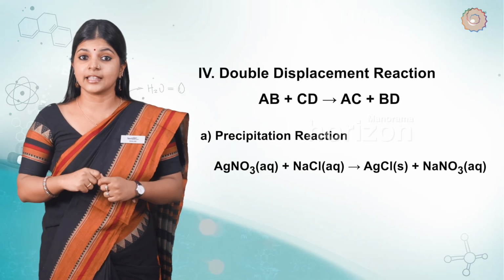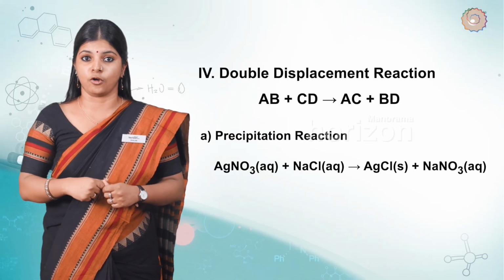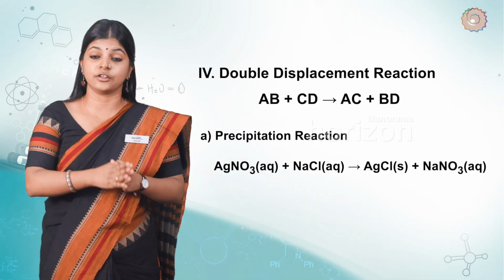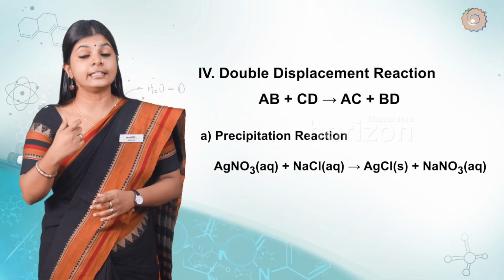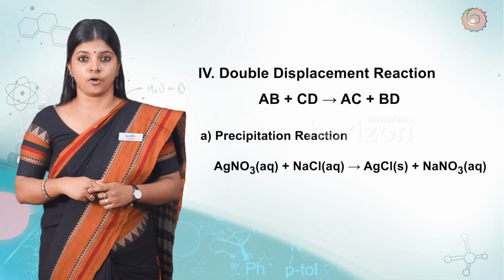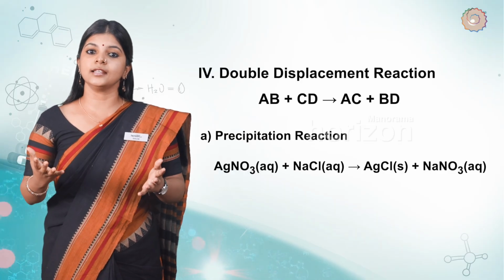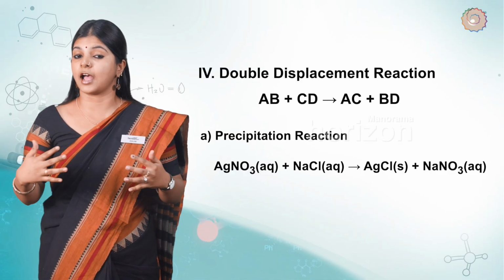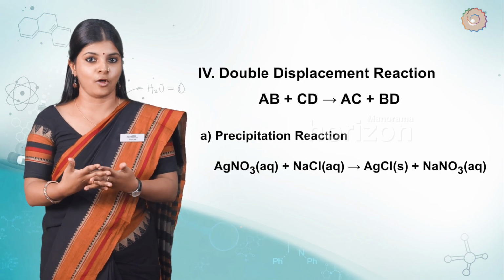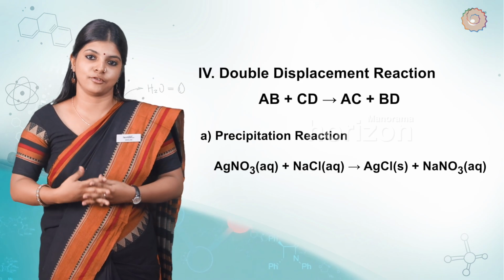Precipitation reaction is a reaction wherein a precipitate is formed. For example, when silver nitrate reacts with sodium chloride, silver chloride and sodium nitrate are formed, of which silver chloride is a white precipitate. Plus, you can see that there is an exchange of ions taking place there, and that is why we call this reaction a double displacement reaction.